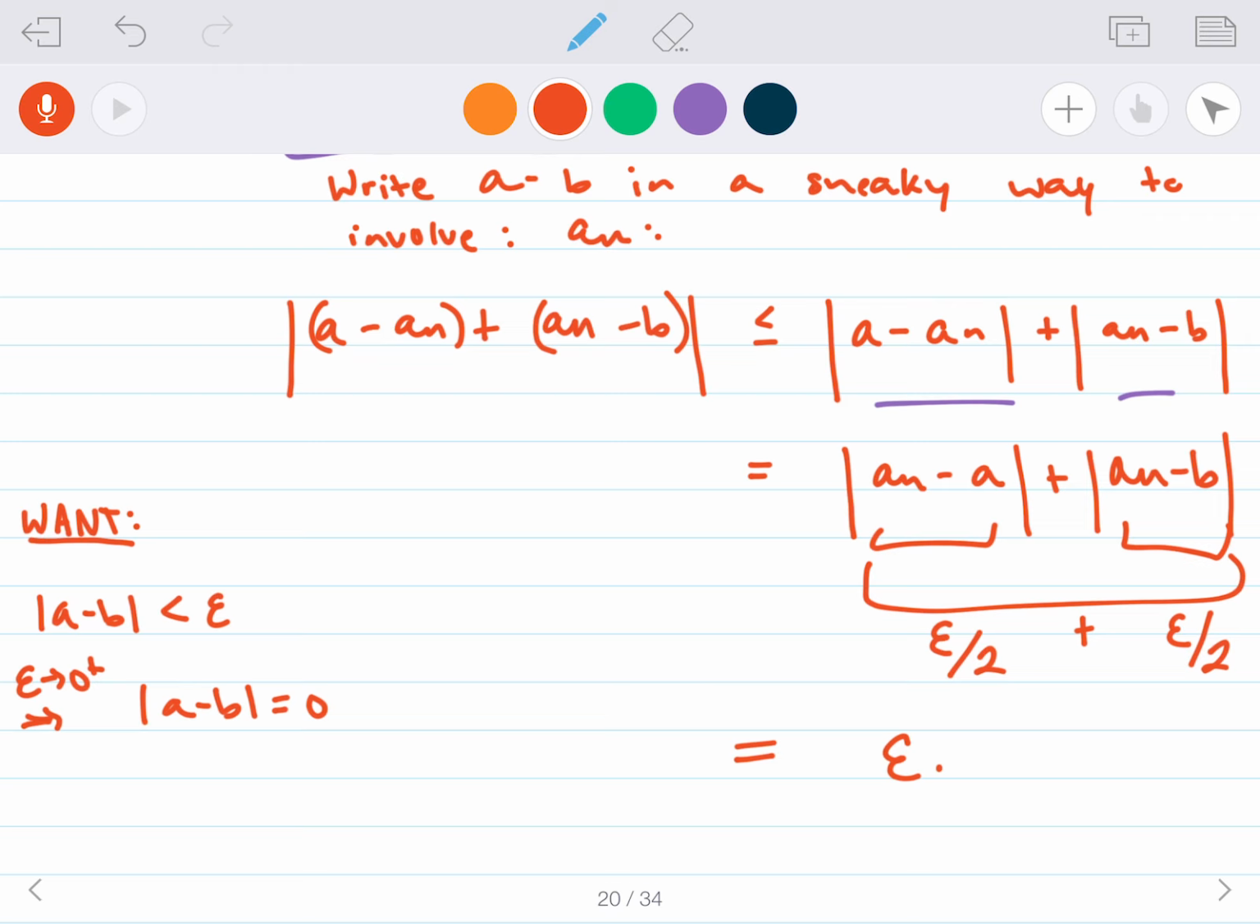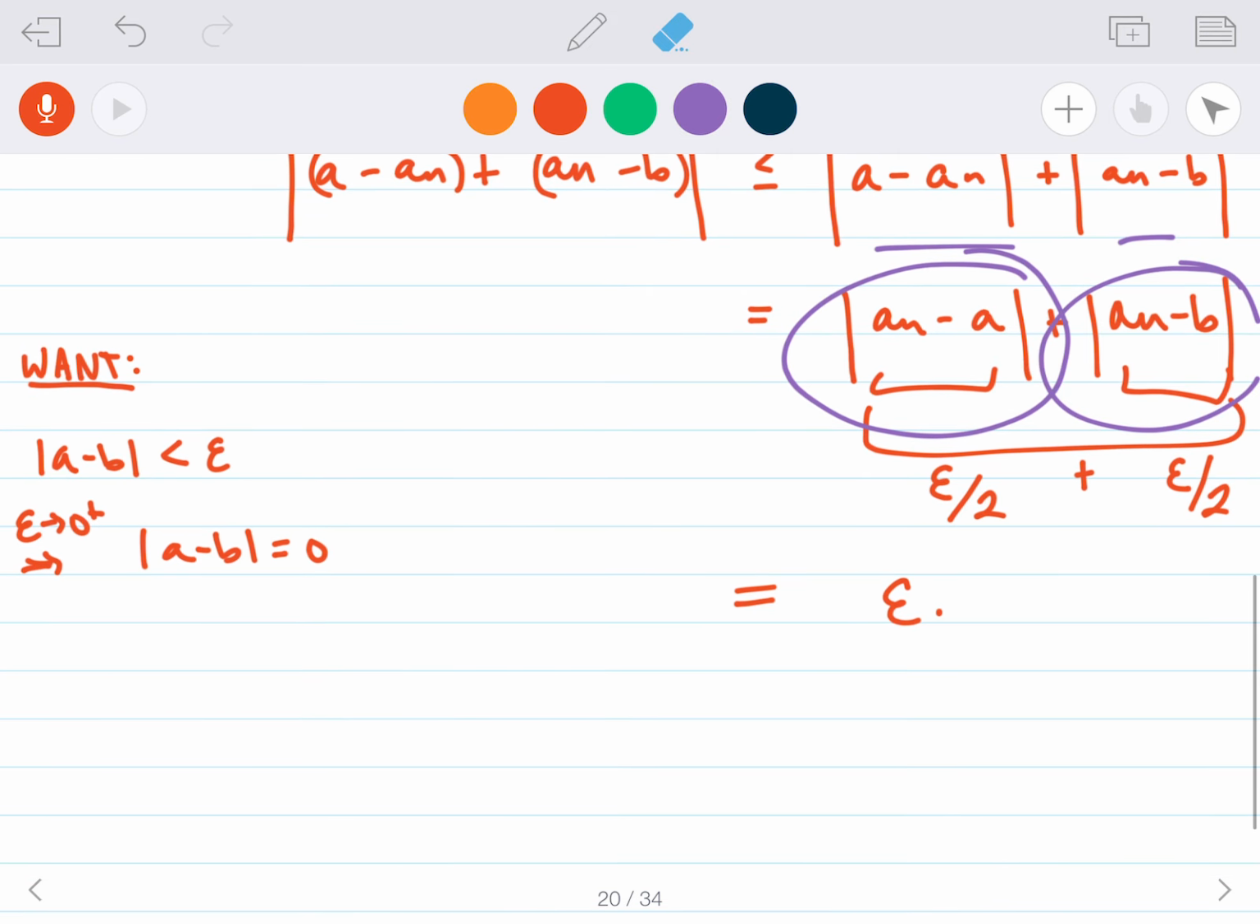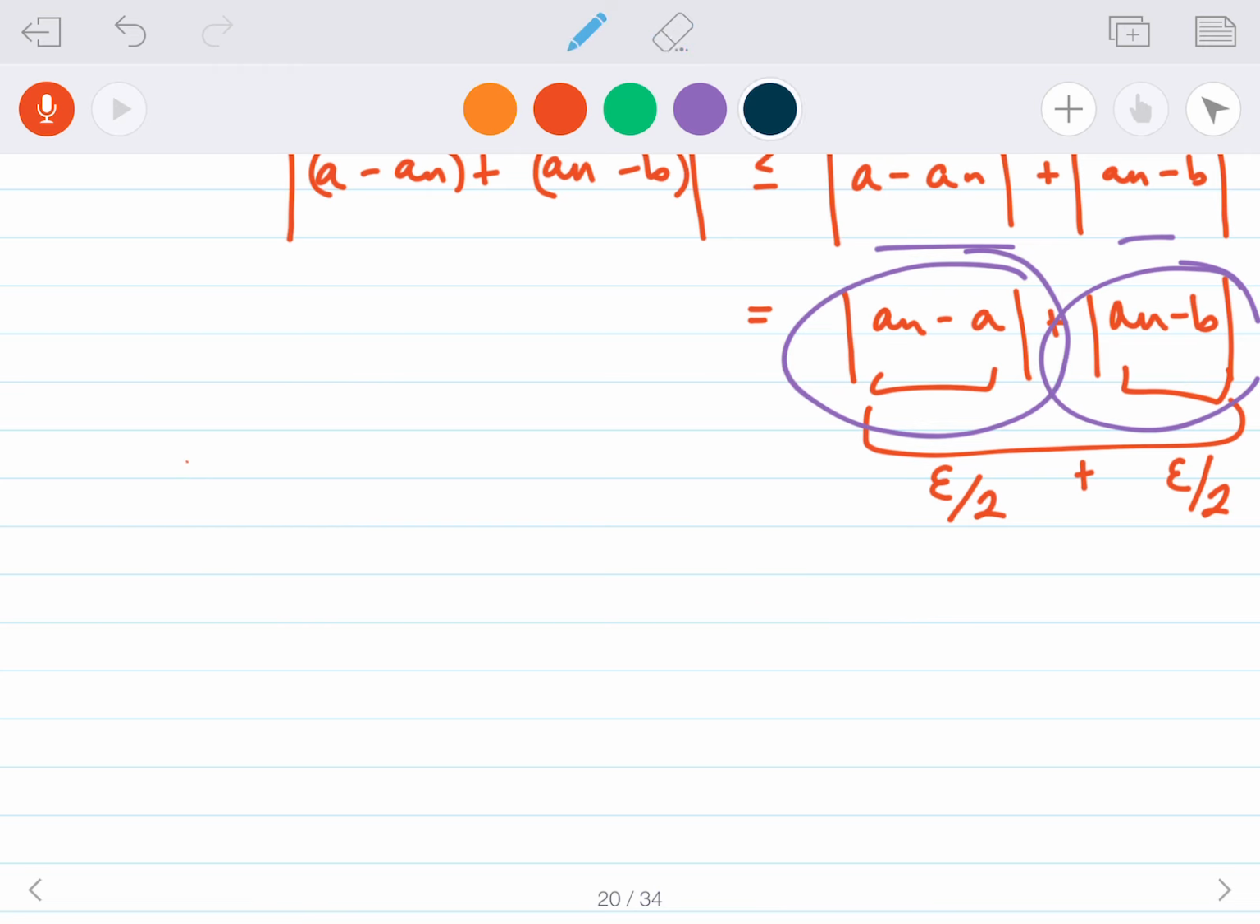This is all how you should be thinking about how to prove something like this. So the idea here is, how do I make this be epsilon over 2? How do I make this be epsilon over 2? Well, here's what we're going to do formally. So here's the start of our proof. So we're going to let epsilon be bigger than 0.